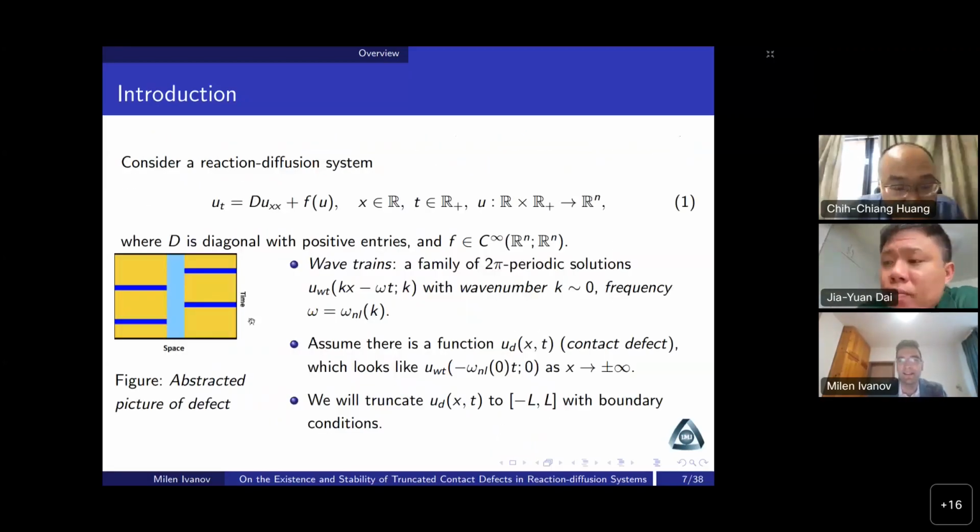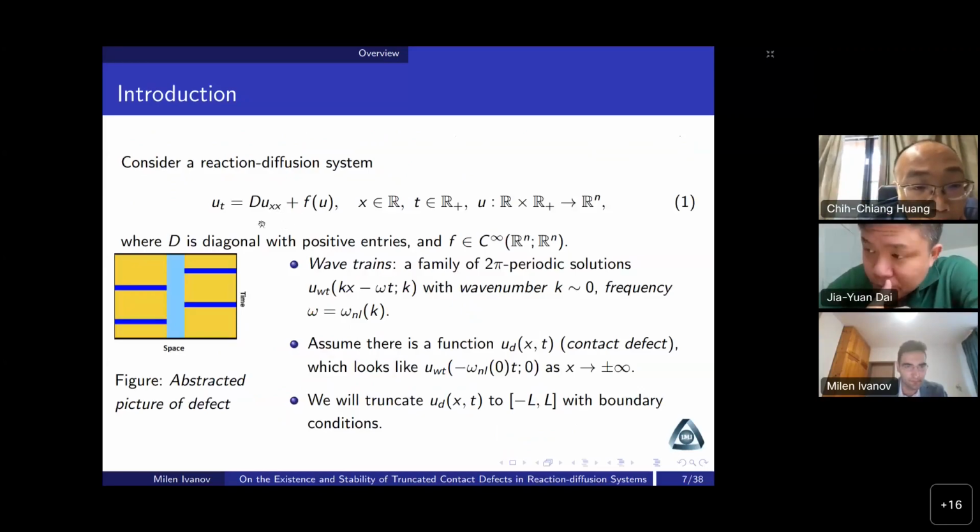So now let's start with writing some equations. We have a reaction diffusion system, u_t equals D times u_xx plus f of u, where u is a vector. We need it to be a vector, and you're not going to lose anything if you think of the diffusion matrix D as the identity. You're not going to lose anything for the purposes of this talk. But let's say diagonal with positive entries, I mean positive entries on the diagonal, of course. And let's assume that my nonlinearity is smooth. We don't need C infinity, we can do with less, but let's take C infinity.